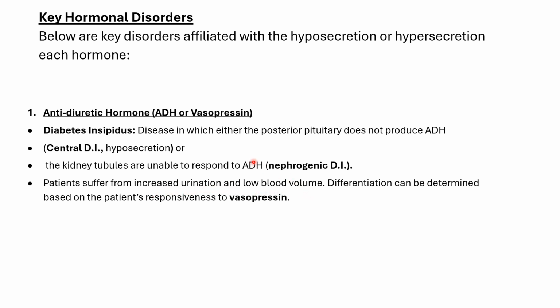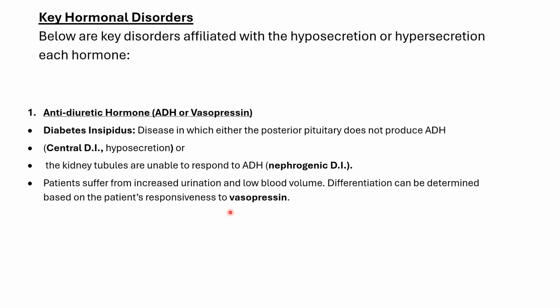Now there can be two reasons. One reason can be that maybe the posterior pituitary is not producing enough ADH. When the posterior pituitary is the cause, we say this is central diabetes insipidus. But just imagine that the posterior pituitary is doing its job. It is releasing ADH into the blood, but the kidney cells are unable to respond to that antidiuretic hormone. We call that disease nephrogenic diabetes insipidus. So it can be central, it can be nephrogenic.